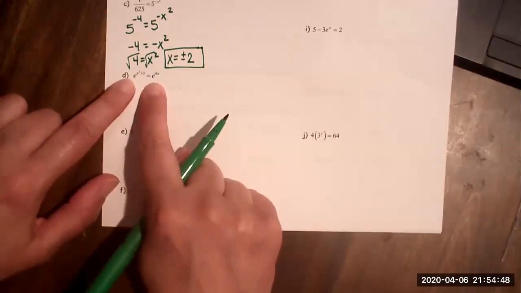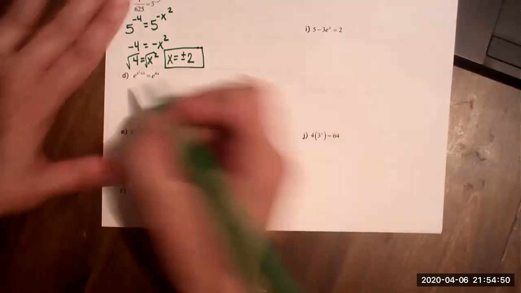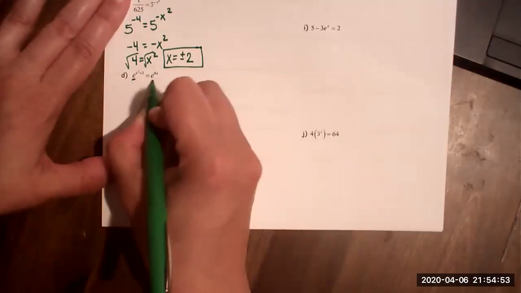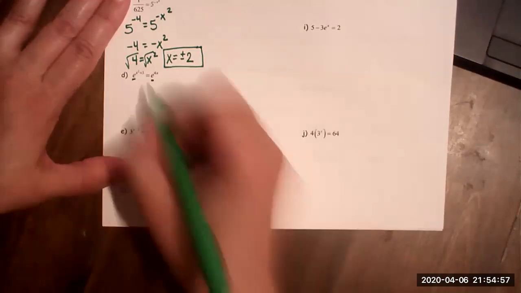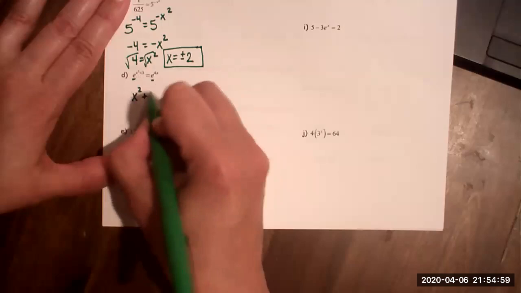So you have the same base right here. So since I already have an E as the base, you set the exponents equal.